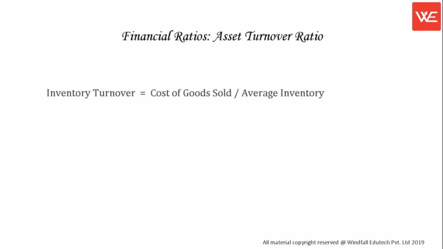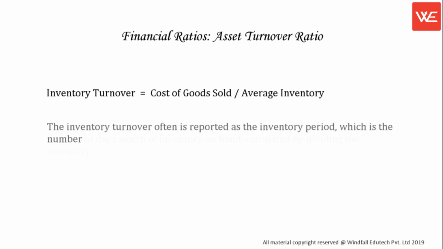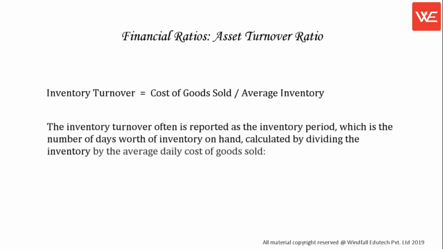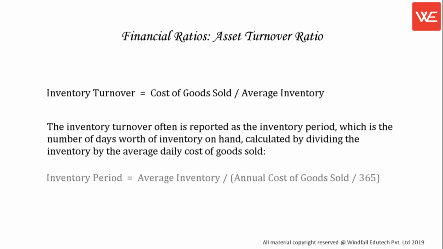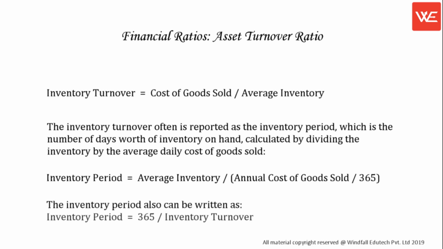Inventory turnover equals cost of goods sold divided by average inventory. The inventory turnover often is reported as the inventory period, which is the number of days worth of inventory on hand, calculated by dividing the inventory by the average daily cost of goods sold. Inventory period equals average inventory divided by annual cost of goods sold, times 365. The inventory period also can be written as inventory period equals 365 divided by inventory turnover.